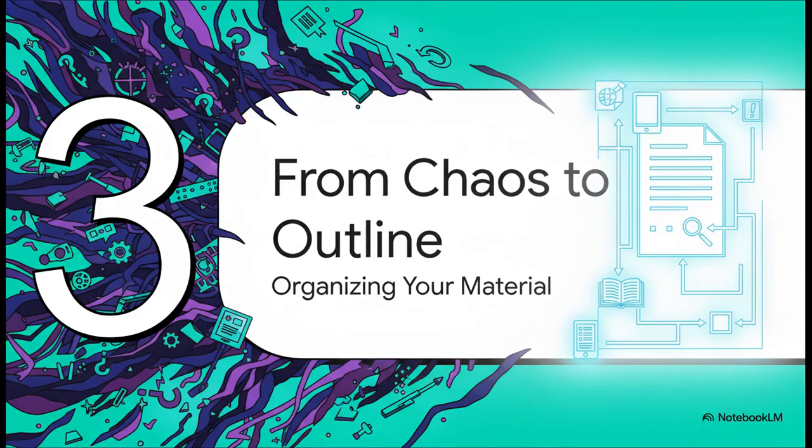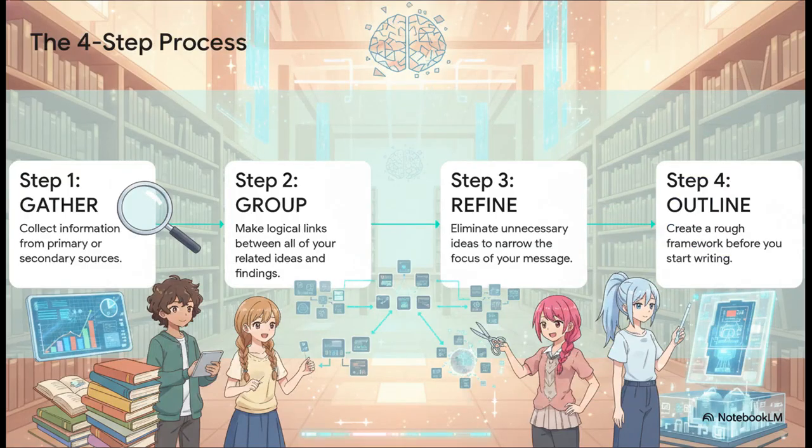Okay, so you've got the blueprint, but what do you do with that mountain of research, all those notes, and that raw data you've collected? Well, this next step is all about taming that chaos and forging it into a clean, coherent outline. This 4-step process is your path from mess to message. You gather, you group, you refine, and then you outline. I know it's tempting to just jump straight into writing, but trust me on this. Taking the time to create a solid outline is the single best thing you can do to make the actual writing part so much faster and easier.